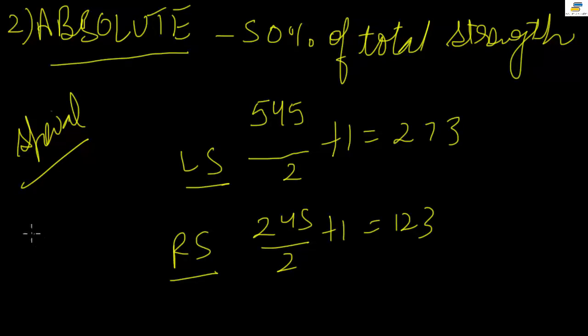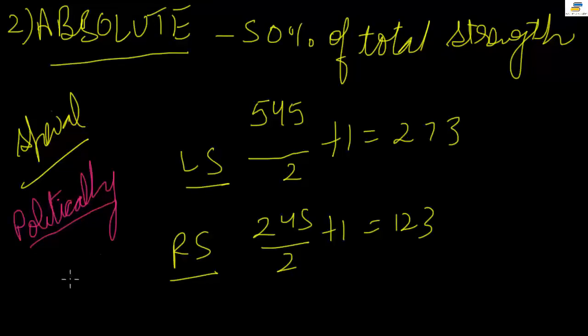But this absolute majority, what is the importance of it, right? The absolute majority has a great political importance. Politically, this is a very important kind of majority, right? Because if you have an absolute majority, for example, Narendra Modi, the NDA government, and not just NDA, out of NDA only the BJP has more than 272 seats now, right?